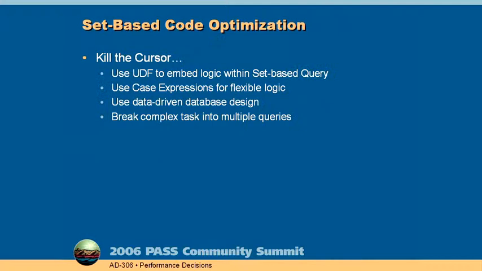So if you have a complex cursor and you want to refactor it to set-based code, here are some ideas. Use a multi-statement, table-valued, user-defined function to embed the logic within a set-based query. A great idea, if you can pull it off, is to use a case expression so your logic can be flexible and can function differently for different cases, for different values in different rows. And then avoid hard coding by using a data-driven database design. And although it's a brute force method, it works very well to simply break the task up into multiple queries and let the where clause of the queries determine which rows function for different types of formulas.